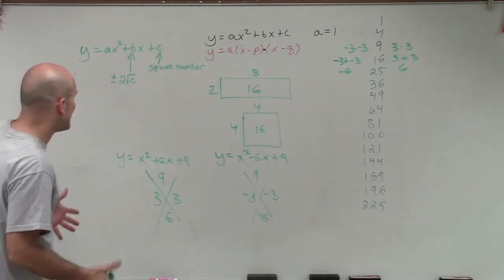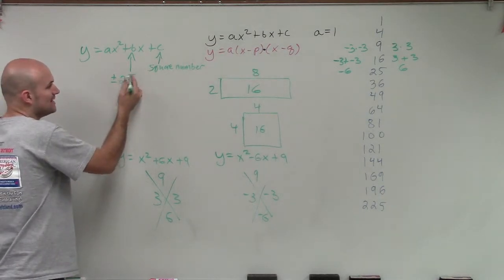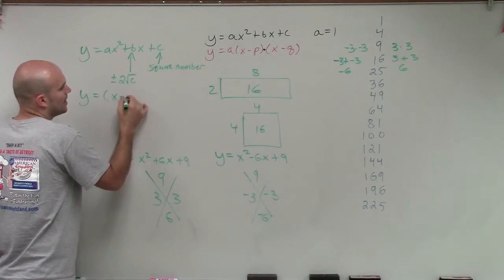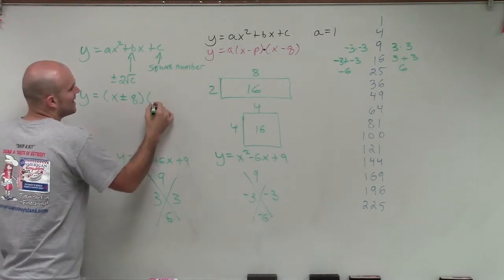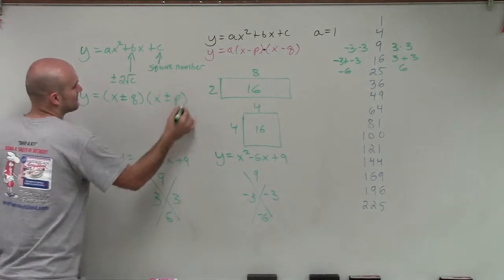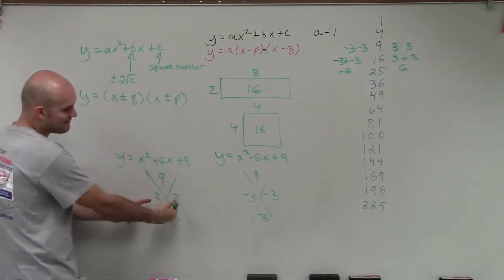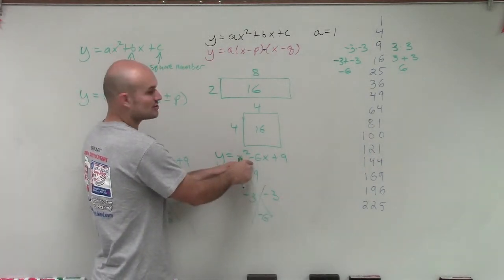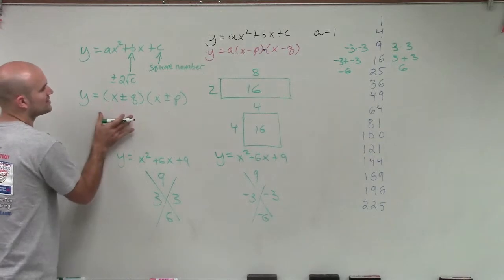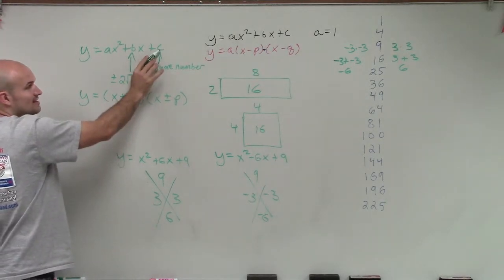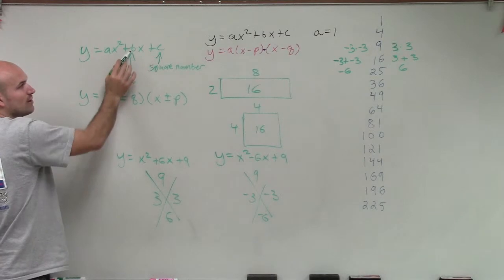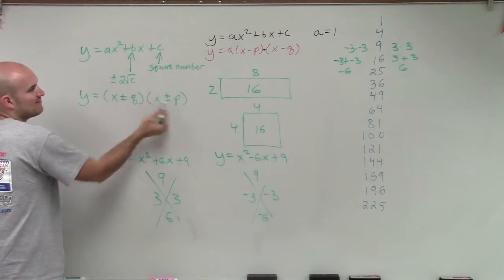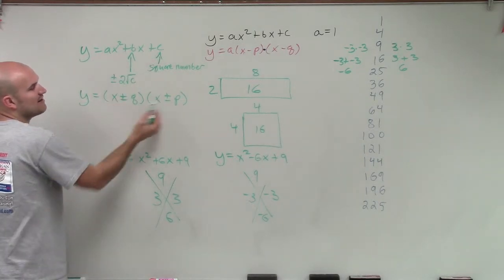Then what's going to be really important is when I factor this into my factored form of x plus or minus q times x plus or minus p, my factors are going to be positive if my middle term is positive. They're going to be negative if my middle term is negative. So as long as this is a perfect square trinomial, and b is double the square root of c, that perfect square number, then if it's positive, my factors are positive. If it's negative, my factors are negative.